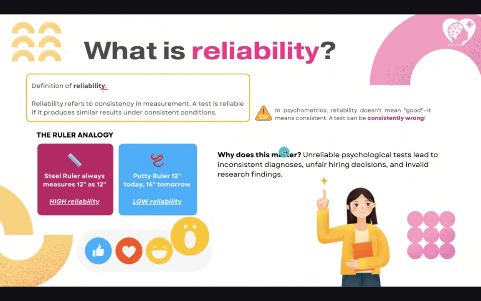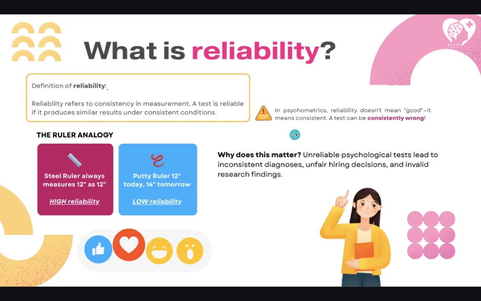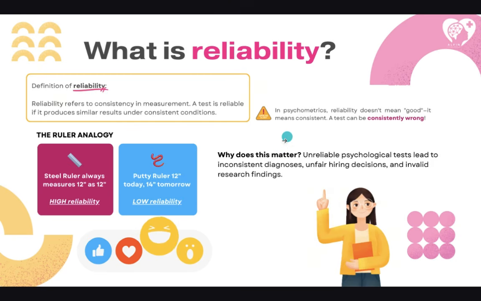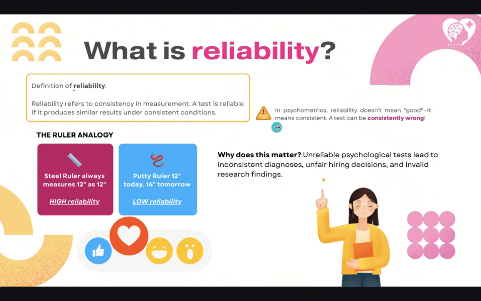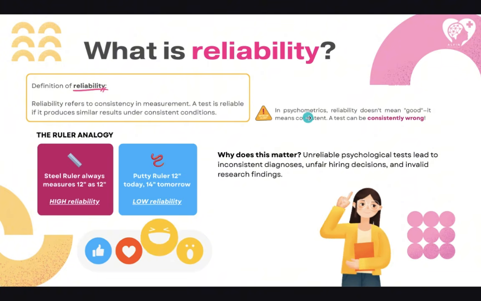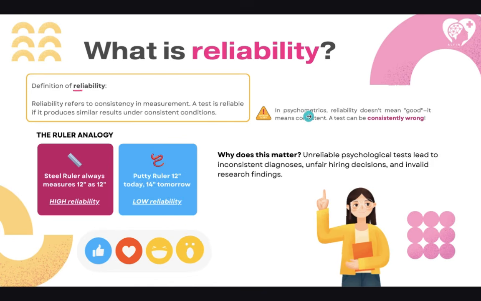Walay error at all ang measurement, which is, well, in an imaginary world could be possible, but we live in a reality and we've already established that error will always be part of measurement. So at some form, dili gyud na siya mahitabo na makakuha tag perfect reliability, but we aim to be as close to 1 as possible. Okay? Now, sa psychometrics, ang moingon tag reliability, di ba man tag reliable ang person is someone you can depend on.